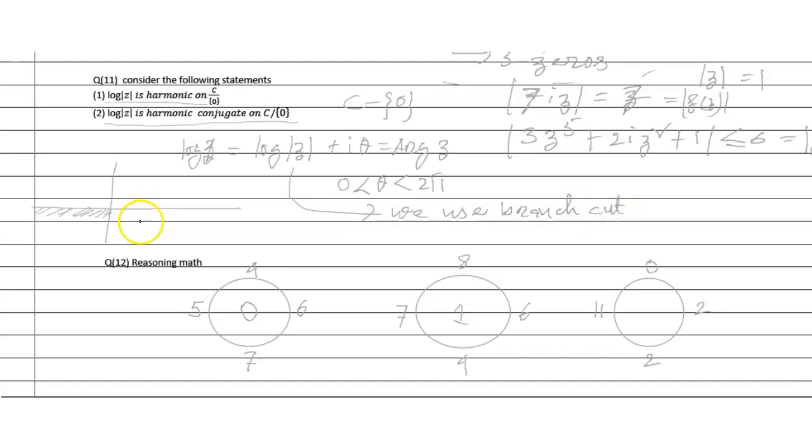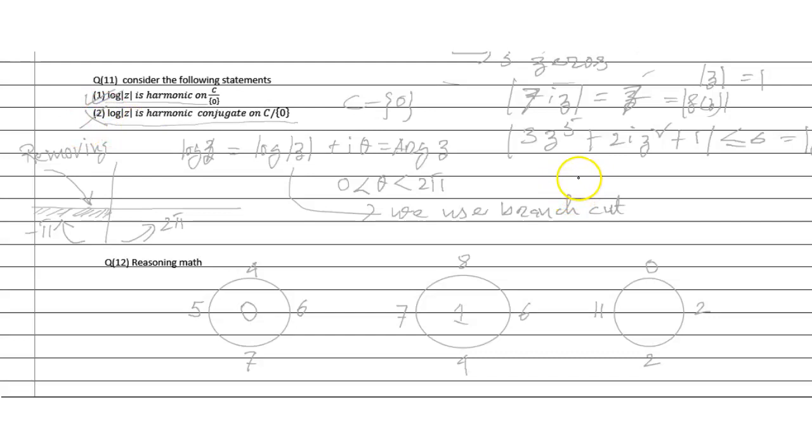So whatever you see, when we see branch cut, it is the 2 pi and it is minus pi, and this is the removing part. This part is removing. I remove this part as log of mod z is harmonic. So whatever you see, log of mod z is harmonic, but log of mod z is not harmonic conjugate.